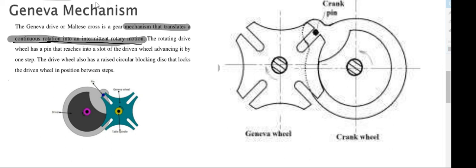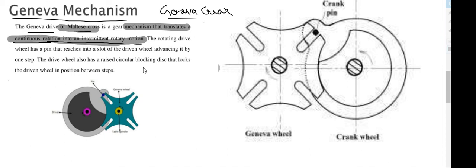So Geneva mechanism is also known by another name, that is Maltese cross. Sometimes it is called Geneva drive or Geneva gear. All the names are used, but all are the same as Geneva mechanism. You should remember only Geneva mechanism. It converts rotary motion into intermittent motion.